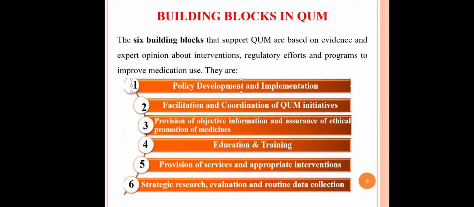The six building blocks that support quality use of medicines are based on evidence and expert opinions about interventions, regulatory effort, and programs to improve medication use. There are policy development and implementation. Second, facilitation and coordination of QUM investigation, provision of objective information and assurance of ethical promotion of medicines, education and training, provision of services and appropriate interventions, strategic research, evaluations and routine data collections.